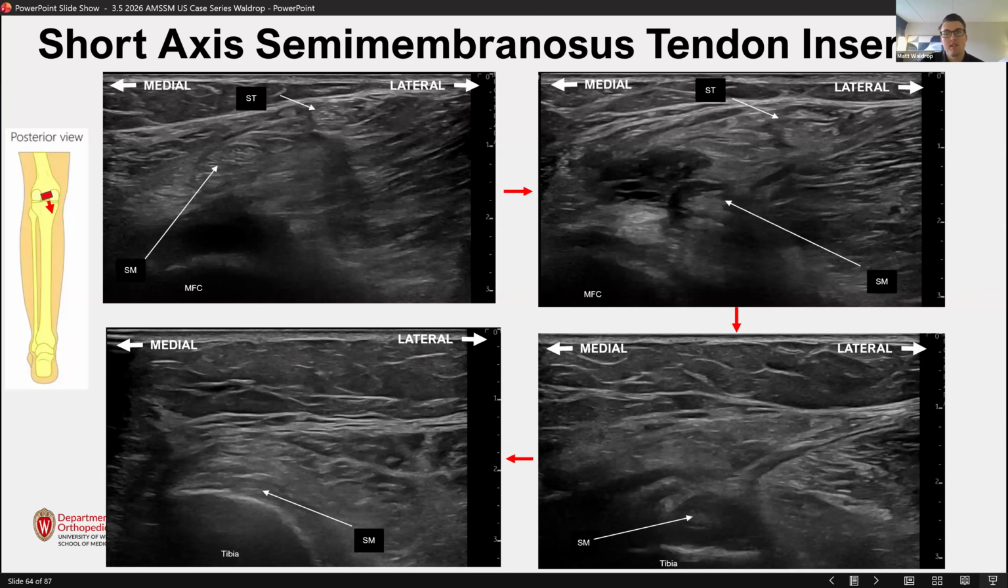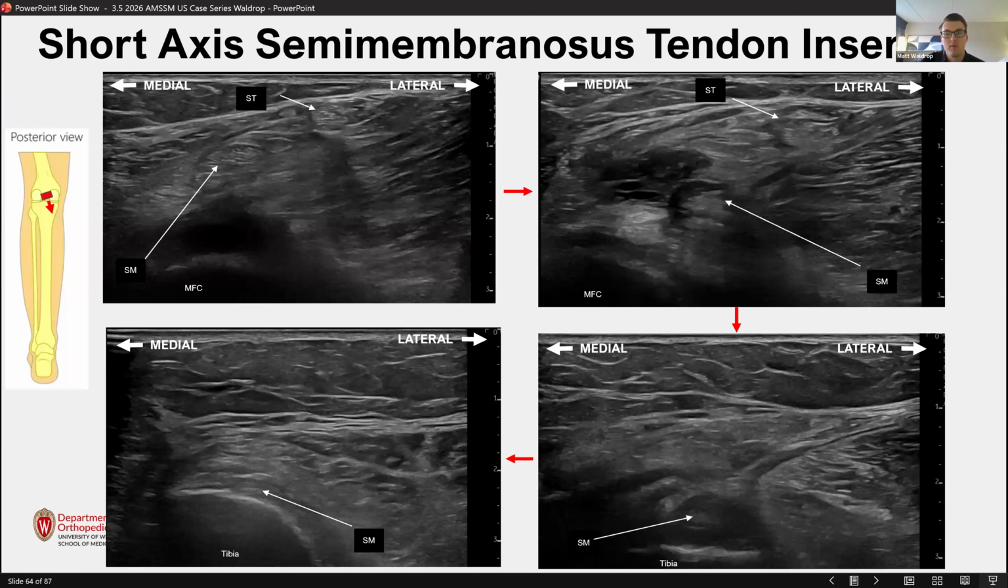The semimembranosus tendon is again deep to that semitendinosus tendon, and as you follow it more distally, you'll actually lose that semitendinosus tendon as it courses more anteriorly as part of that pes anserinus. And then we can follow the semimembranosus tendon in short axis as it moves through that popliteal fossa and then attaches on the posterior aspect of the medial tibial condyle.